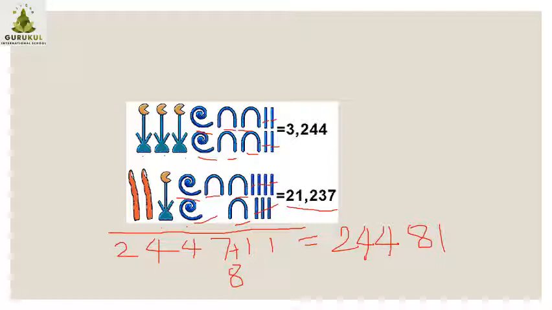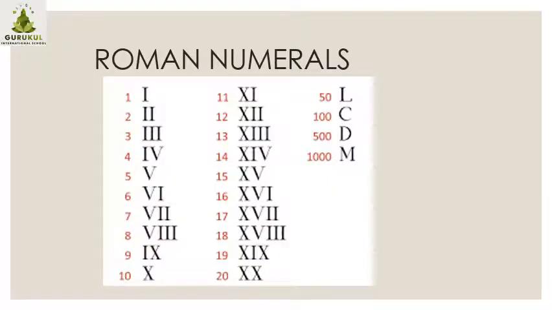Now next slide is about Roman numerals. So all of you are very much aware I is 1, II is equal to 2, III is equal to 3. Then after a certain point there will be a particular new symbol. So for 5 there is a special symbol, for 10 there is a special symbol, for 50 there is a special symbol, for 100 there is a special symbol, for 500 there is a special symbol, and for 1000 there is a special symbol.